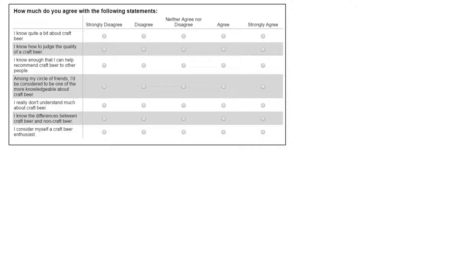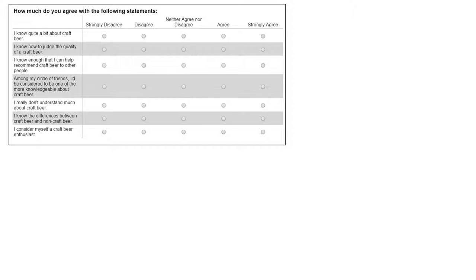Let's look at this example here related to craft beer. Look at these statements on the left-hand side. We're asking a survey respondent to say how much they agree with the following statements. Now, based on our previous conversation about knowledge, would this be a subjective knowledge measure or an objective knowledge measure with respect to craft beer? The answer would be subjective knowledge. We're asking the person to reflect on how much they believe they know. At no point here did we actually assess how much they actually know.